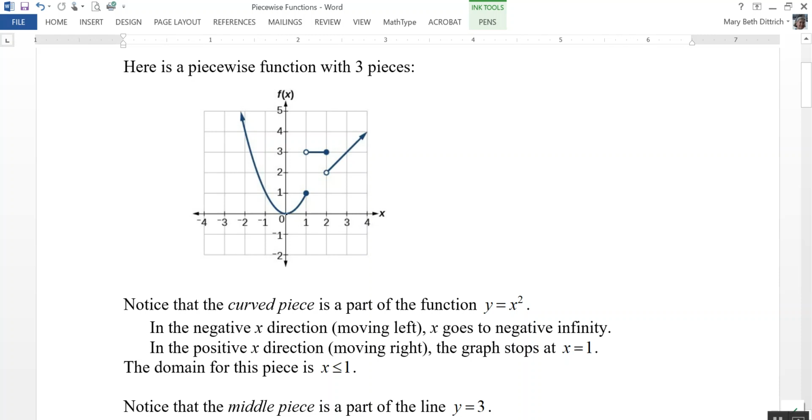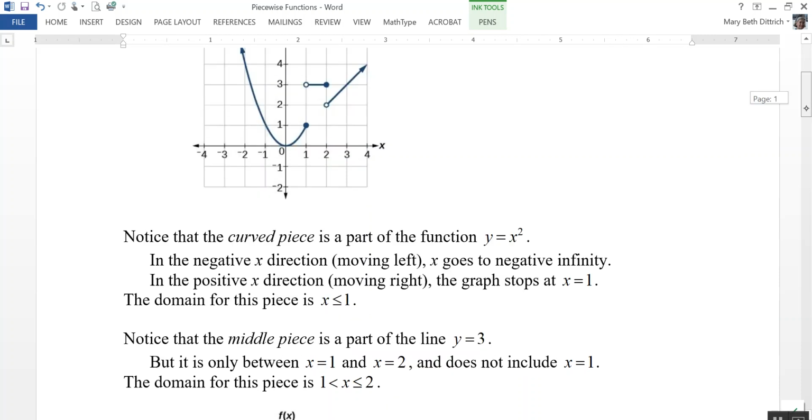In the positive x direction, as we move to the right, you'll notice that my x value stops at x equals 1. So we would say that the domain for this piece is x is less than or equal to 1. In other words, x can be any value that's 1 or less than it, because the graph does not move to the right beyond x equals 1.